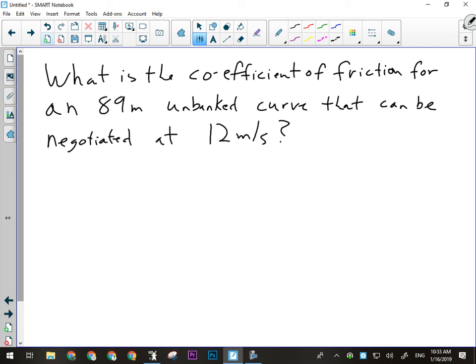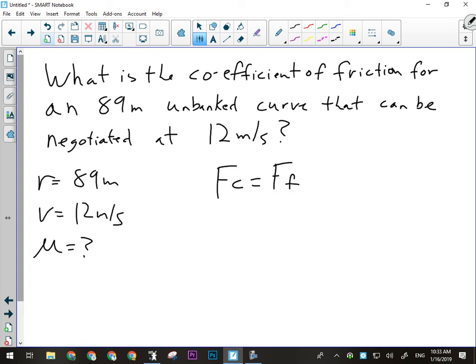Okay, so we're looking for the coefficient of friction of an unbanked curve with a radius of 89 meters. We know the radius, and we know the speed it can be taken at is 12 meters per second. Obviously friction keeps you in an unbanked curve, so Fc is equal to the force of friction. When we expand that out, it's mv squared over r equals mu times the normal force. Because this is not banked, normal force is equal to gravity.